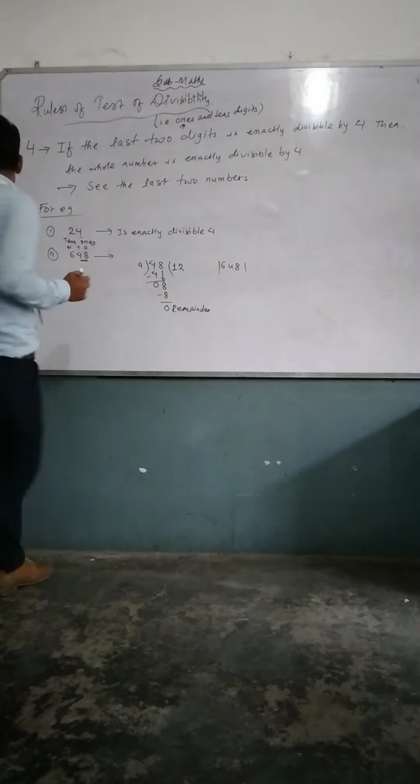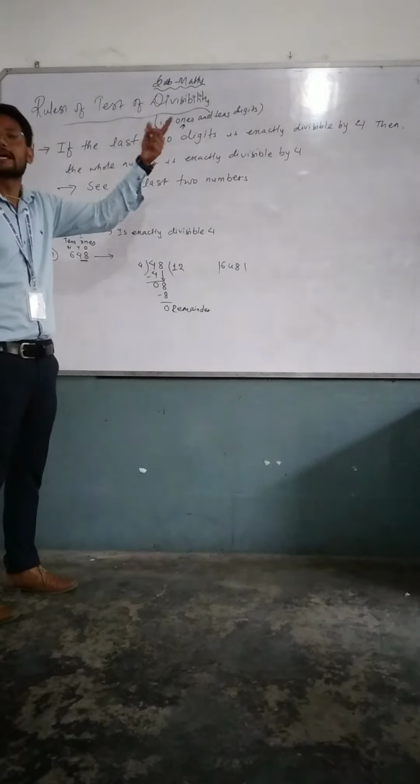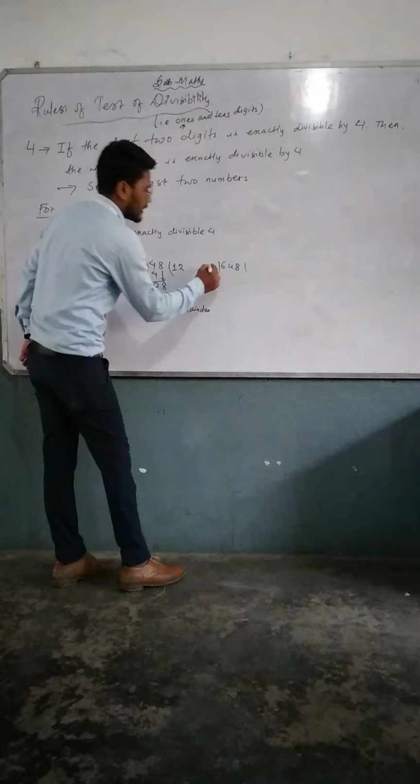Now, let us check this 648 by 4 only, because according to the rules we did division for 48, isn't it? And we got the remainder 0 also. So according to the rules, it is written that if the last 2 numbers are exactly divisible by 4, then the whole number is exactly divisible by 4. So let us check by this 4 only.